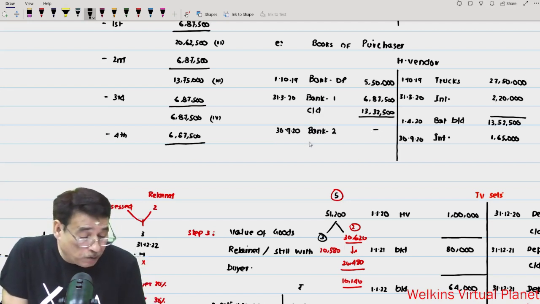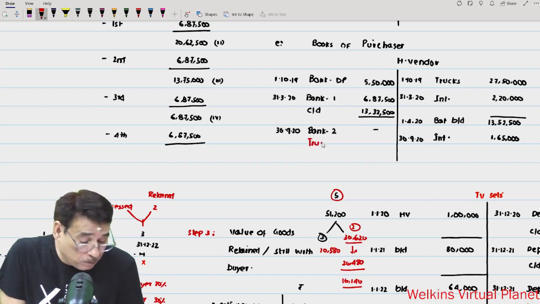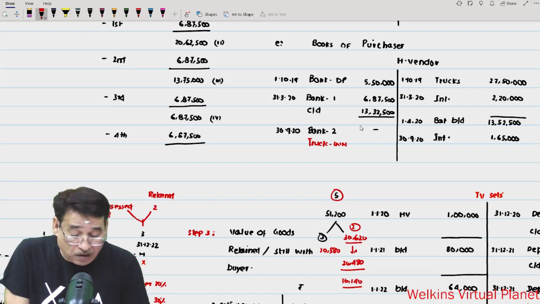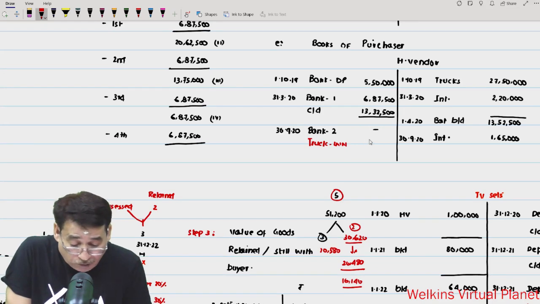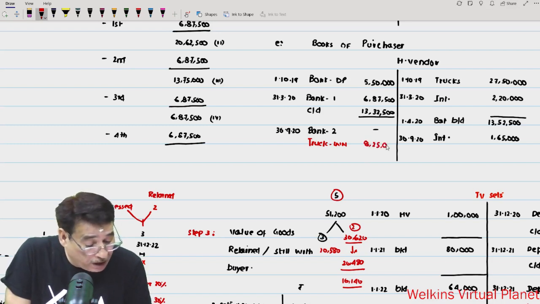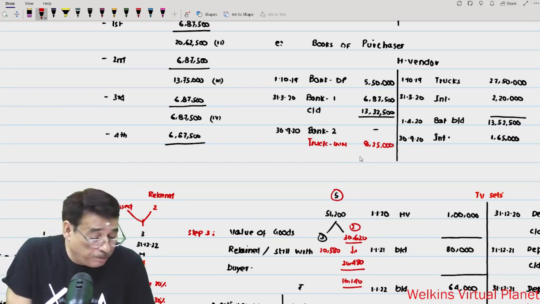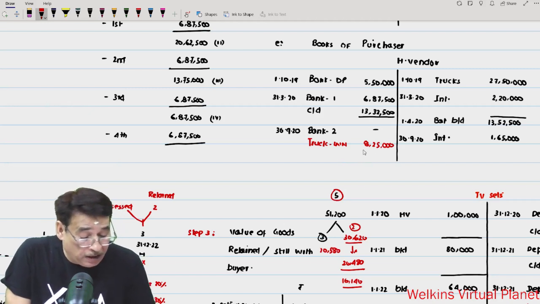So because you did not pay, what will happen? The hire vendor will take back the truck. When he takes back the truck, you will write here to truck account, repossession, with whatever working note number is there. Two trucks were repossessed, and we found out the value of the two trucks repossessed, which we did in the working over here itself, 8,25,000. So two trucks have been taken back by the hire vendor at 8,25,000.